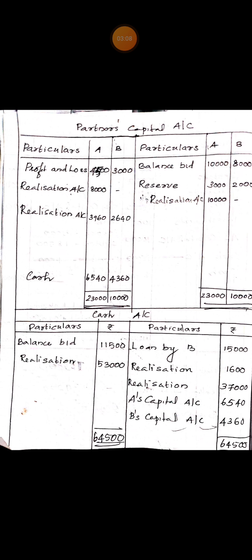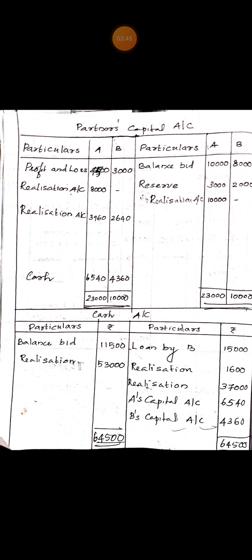Next, capitals. A's capital 10,000, B's capital 8,000. Draw down capital to the credit side of capital account. Capital account credit side balance brought down 10,000, 8,000. Next, assets. First, cash. Transfer cash to the debit side of cash account. 11,500, balance brought down 11,500.